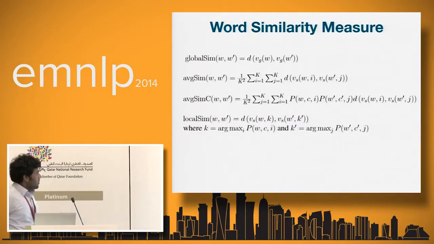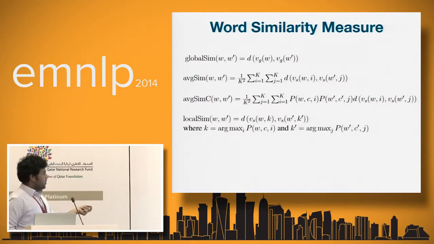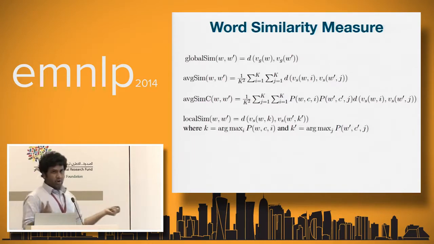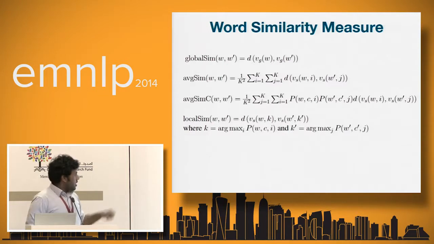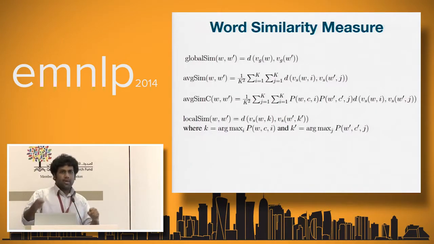Here, apart from the 2 metrics, global sim and average sim, we have 2 other measures, since we have context along with the word pairs. The first is average similarity in context, where you get the similarity scores between each of the sense vectors, and you weight them by how compatible that sense is given the context.